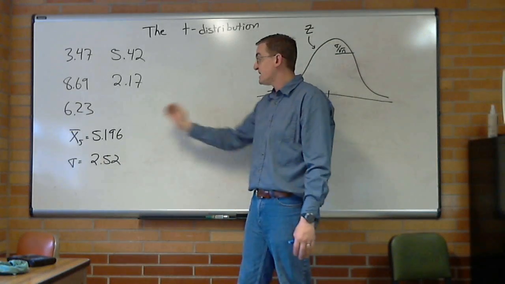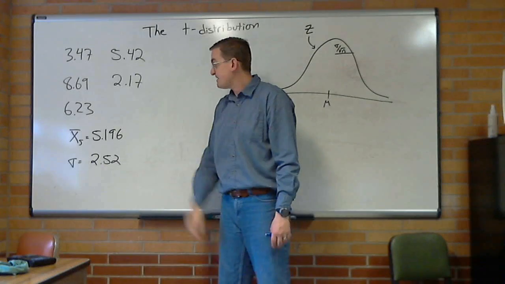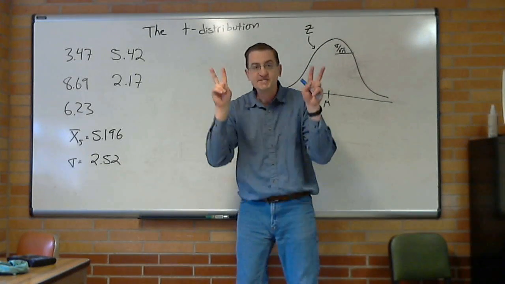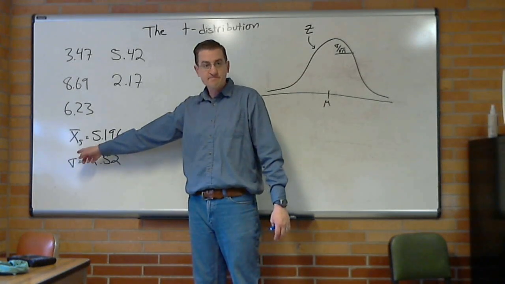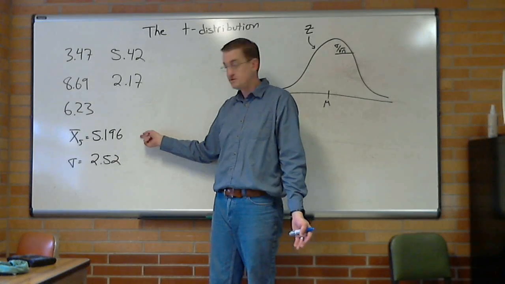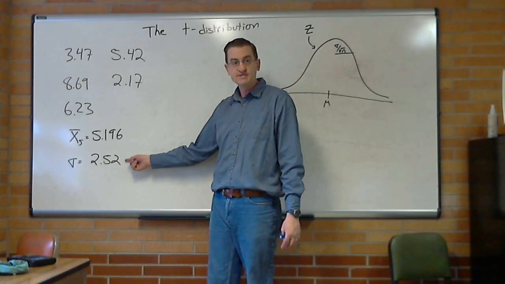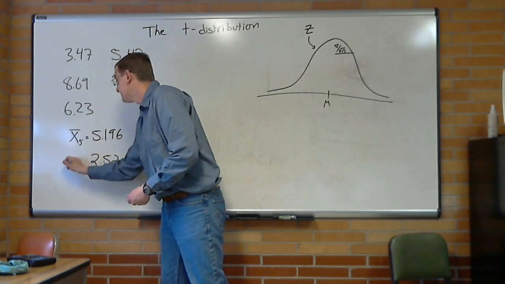So for this case, our average, I put a little 5 to remind us there's 5 data points, is 5.196 with a sigma of 2.52. Now, we call this x bar not mu to remind ourselves this is not the true value. We hope it's close to mu. Well, this also is not the true sigma. It really should be S.